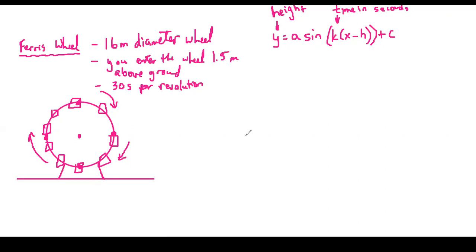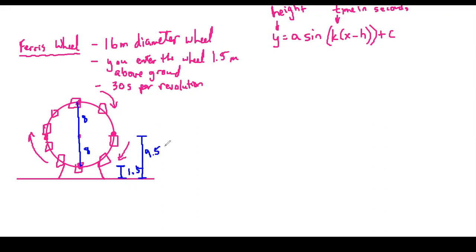Okay, so let's look at this. Keep in mind what we're going to end up doing here. We're starting off at a height of 1.5 meters above the ground. Then we have a 16-meter diameter wheel, so that's 16, which means this is going to be 8, and this is going to be 8. So if we're looking at it in terms of height off the ground, what should the axis be? Yeah, so the axis is going to be 9.5.